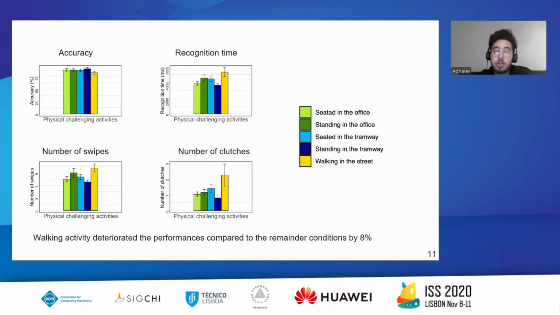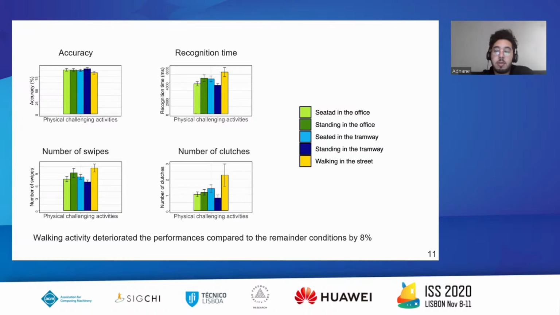For the recognition time, which represents the time taken by the participant to sense and recognize the texture, we also observed a significant main effect of activity, with walking being significantly slower than both seated in the office and standing in the tramway. For the number of swipes, which is defined as the number of times the user moves his finger on the surface from left to right or right to left to recognize the texture, we found that walking produced significantly more swipe gestures than standing in the tramway, with no significant difference with the remaining activities.